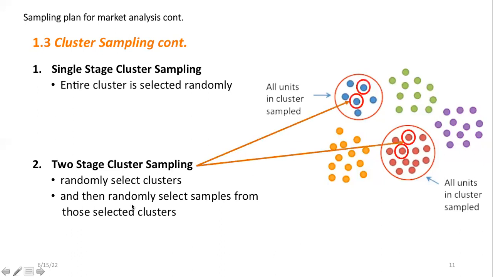Then sometimes we can use two stage cluster sampling. We select BST students and EGT students. So we randomly select the clusters and get samples representing each cluster. For the single stage cluster, we get samples from one cluster, which is also randomly selected. Then for two stage cluster, we select two clusters randomly, then get the samples again randomly.